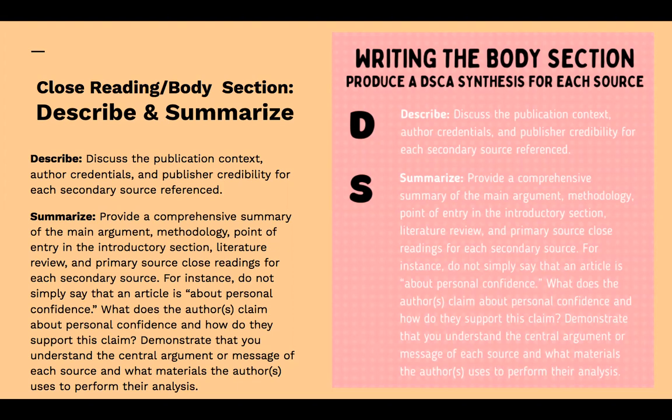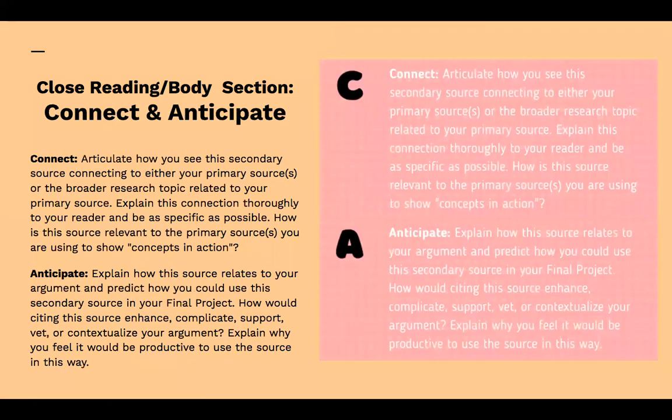I have found that many students like to do their DISCA synthesis in two steps. So for example, they like to put the describe and the summarize together in one paragraph because the summarize is pretty lengthy, and that is totally fine. And I also represent that here with this slide, that you may find that it's easiest for each source to have two paragraphs per secondary source, with one paragraph offering the describe and summarize, and then the other paragraph offering the connect and anticipate.